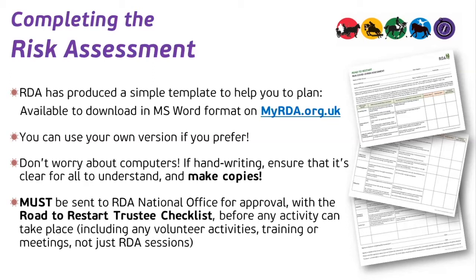If you're not confident with IT or don't have regular access to a computer, it is possible to handwrite your document, but just make sure that your writing is really clear and that others can easily read the information on it. When you're sending in your risk assessment to us at National Office for approval to restart, make sure that you do keep some copies at group level just for security. You'll of course need to add or rewrite these carefully when you're reviewing them for accuracy and relevance later as time goes on.